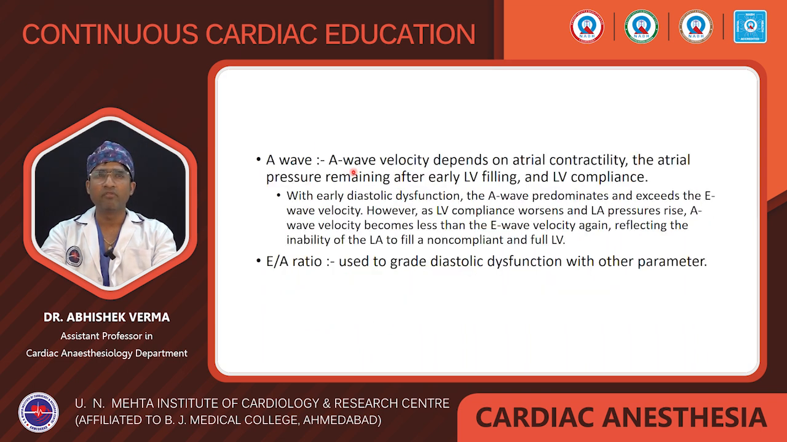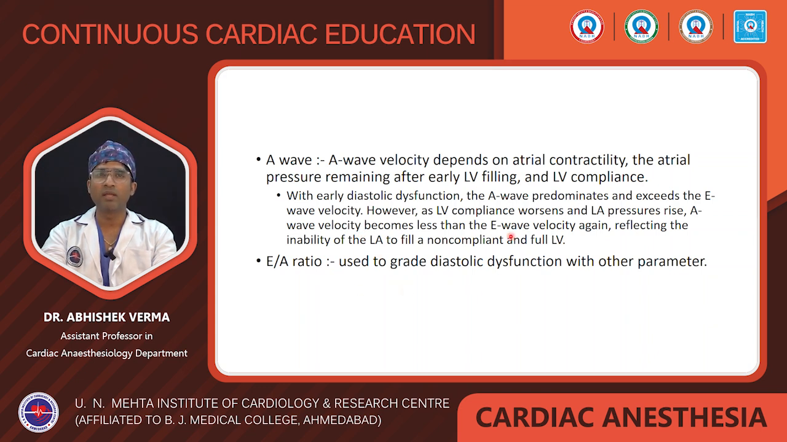The A wave velocity depends on the atrial contractility. With early diastolic dysfunction, the A wave predominates and exceeds the E wave velocity in grade 1, or you can say grade 2. Because of LV stiffness, the suction effect will decrease, so the E wave is decreased and the A wave increases.